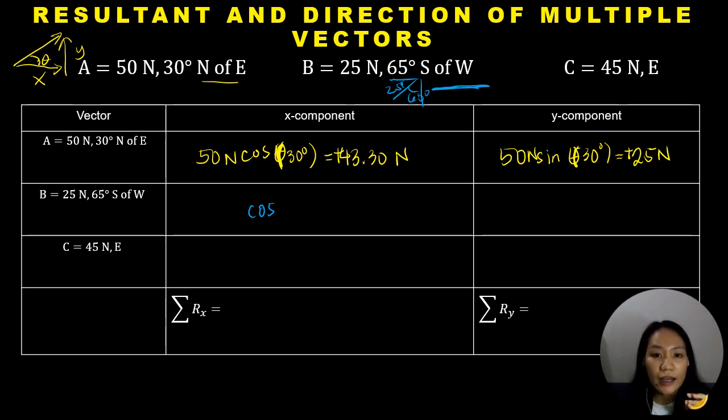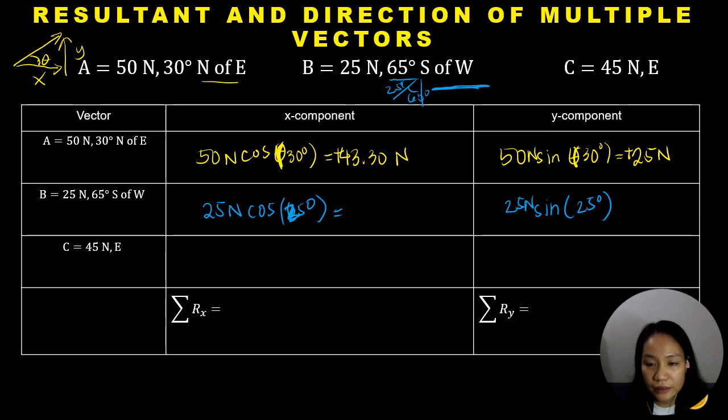So if I use the 25 degrees angle, the opposite side would be the vertical component and the adjacent side would still be the x component. So everything remains as is. So cosine 25 degrees for the x component and sine 25 degrees for the y component. And then simply copy the given magnitude. So 25 newtons and then 25 newtons here.